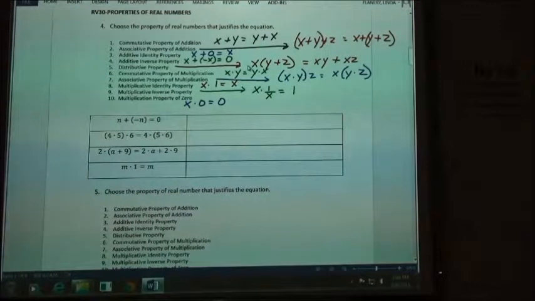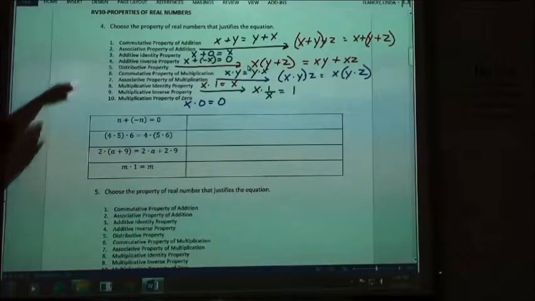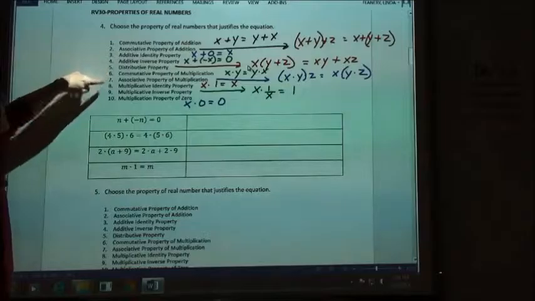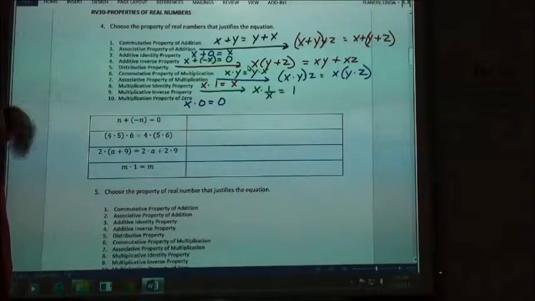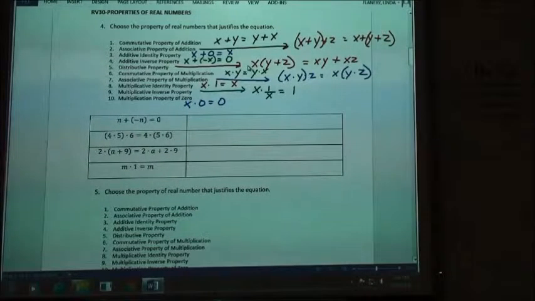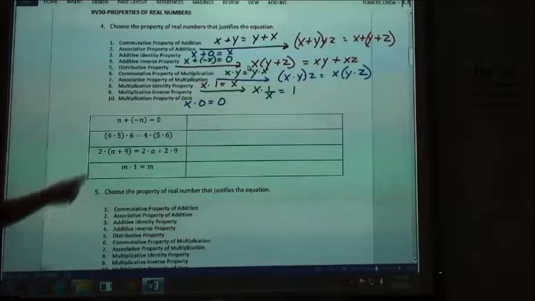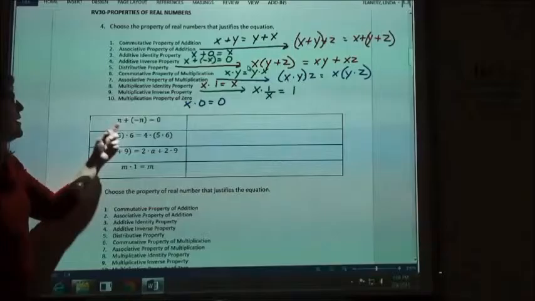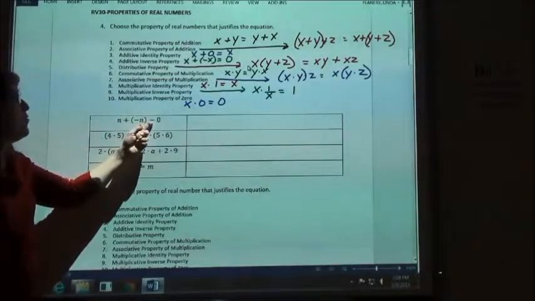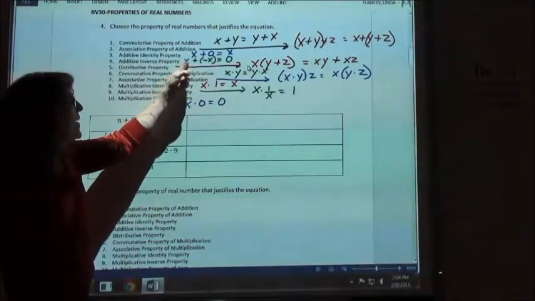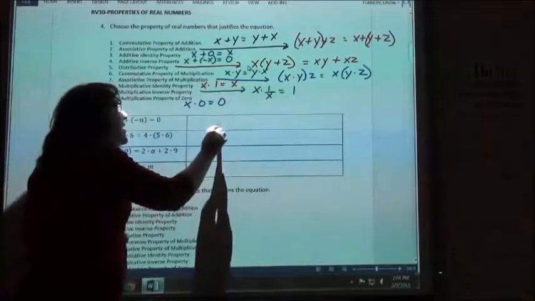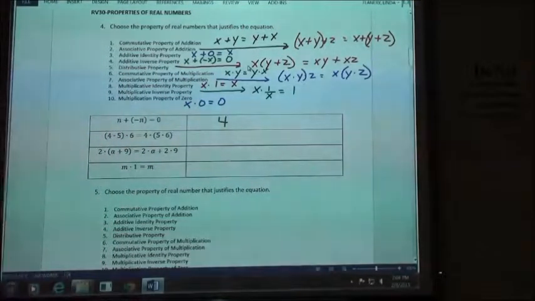Otherwise, what I do is I look to say, am I adding? If I'm adding, it's 1 through 4. Am I multiplying? If it's multiplying, 6 through 10. Or do I have both adding and multiplying? Because then it's probably the distributive property. Here I'm doing adding and subtracting. I'm adding opposites. N plus a negative n equals 0. Looks like this one. X plus negative x equals 0. That's my additive inverse. I'm just going to write a 4 in there.